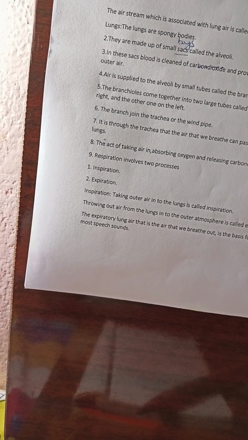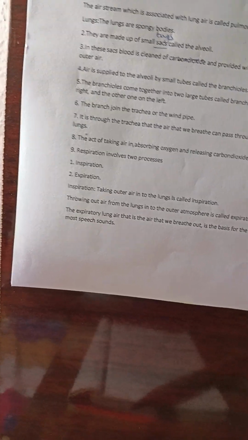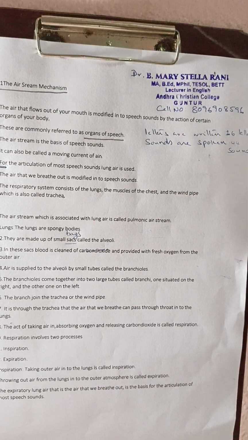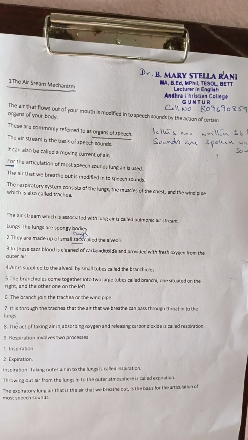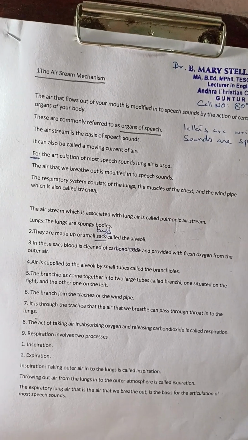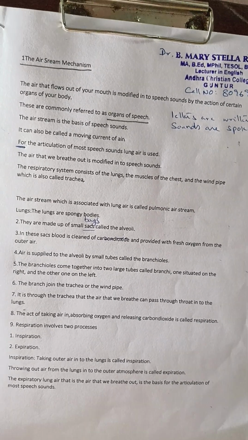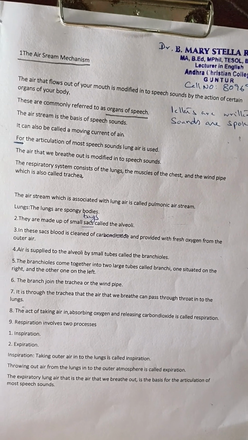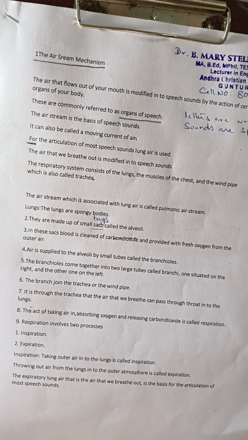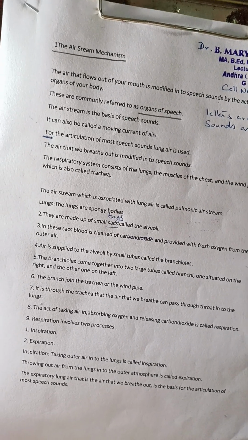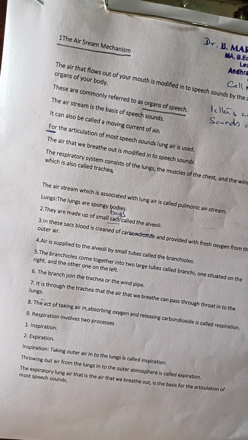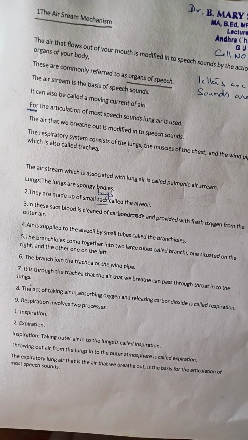through our oral cavity, through our mouth, produces certain sounds, and these sounds are 44 in number. Actually, letters, the alphabets, are 26 in number, and sounds are 44 in number. And these 44 sounds are again divided into consonants and vowels. Consonants are 24 in number, and vowels are 20 in number.